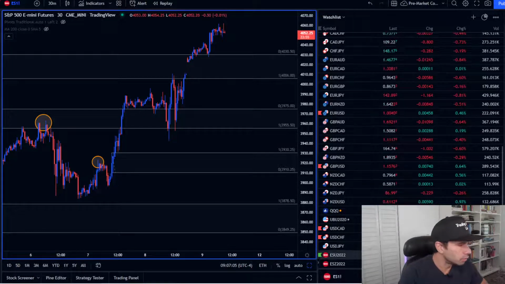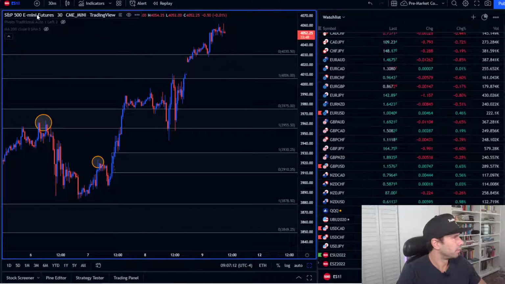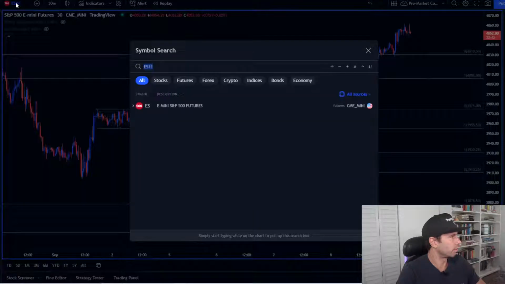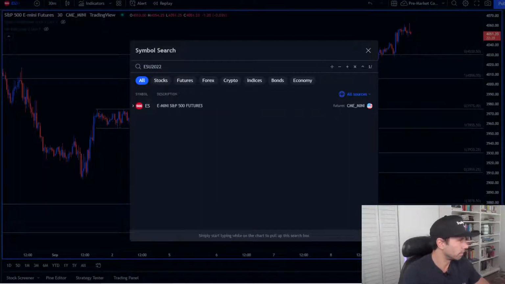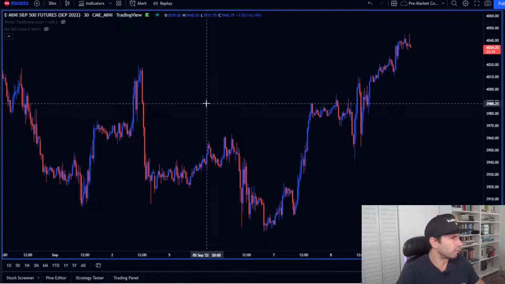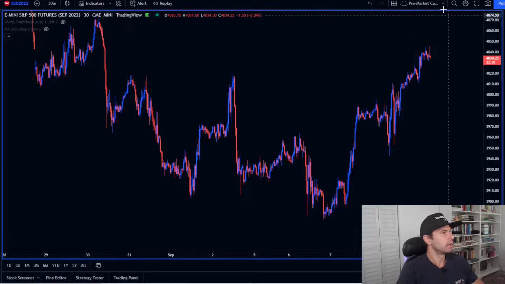So I want to stick to the U. Instead of letting the platform choose what I'm going to trade right here, I'm going to type in ESU 2022. And you might need to do this for a couple of days, until Tuesday.